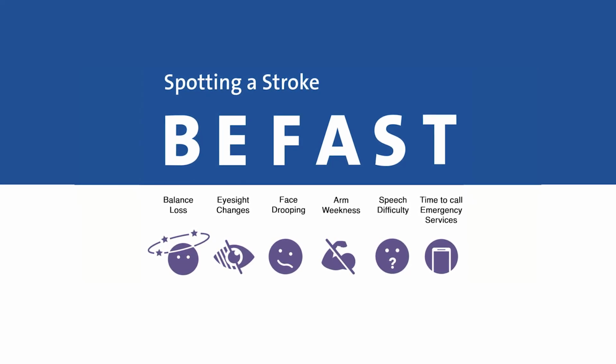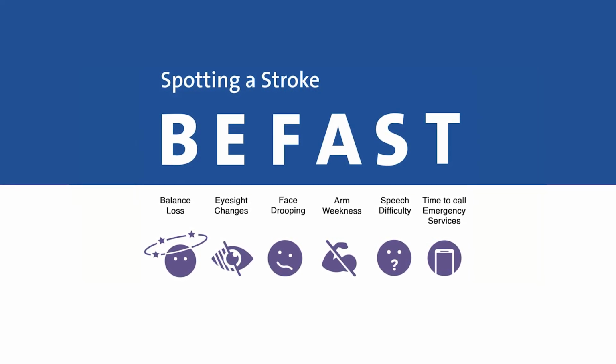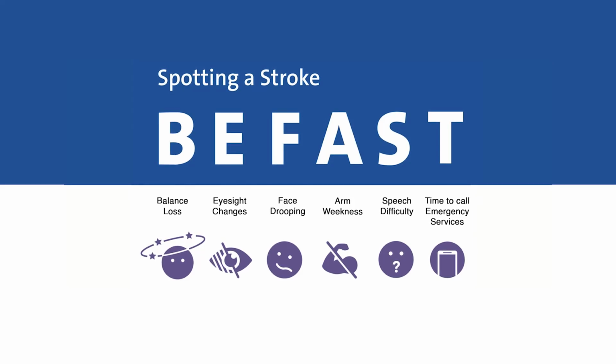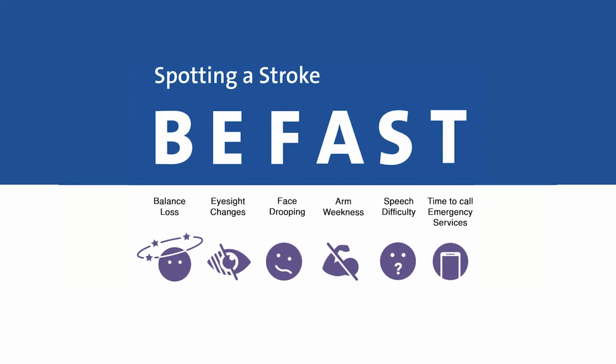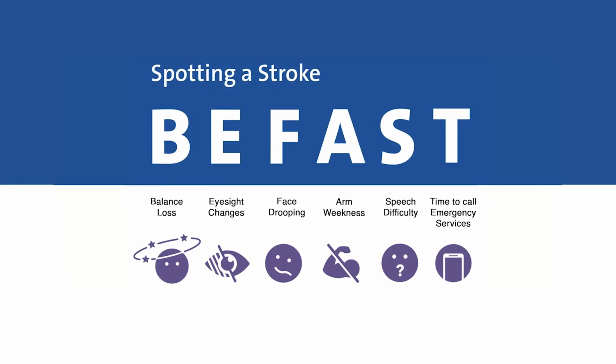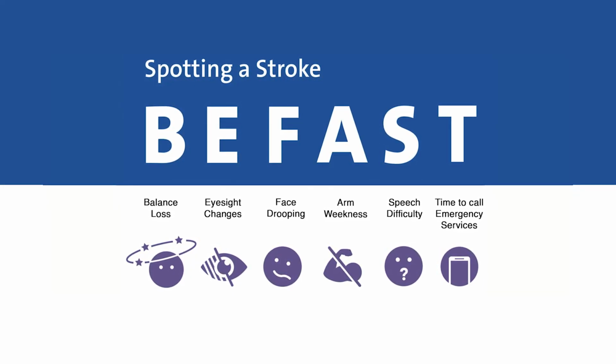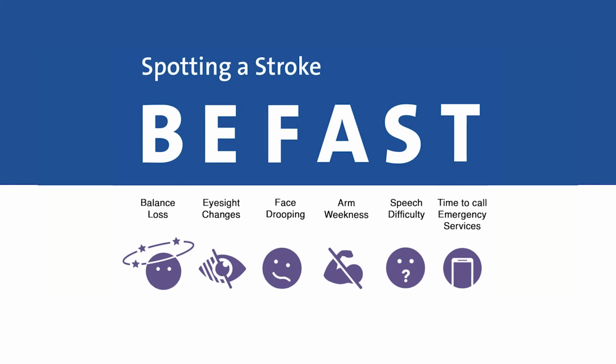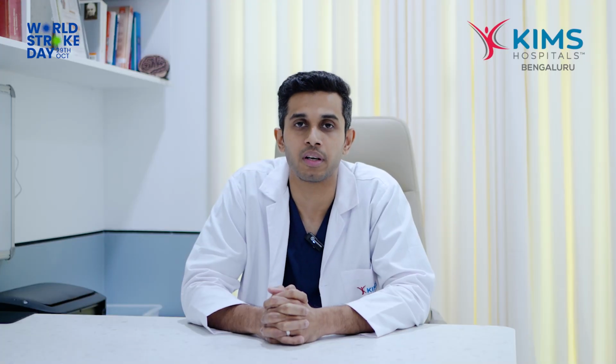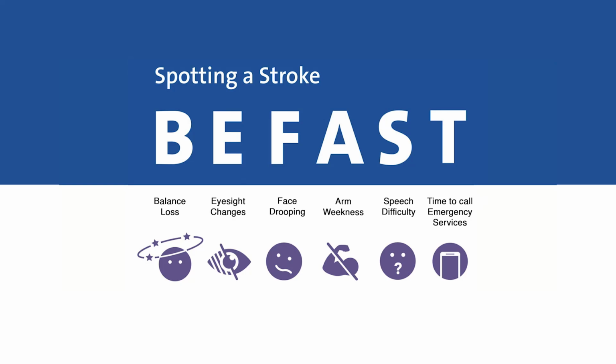B stands for loss of balance. Letter E stands for loss of vision. F stands for facial drooping or deviation of angle of mouth. A stands for arm weakness. S stands for slurring of speech. And T, the most important of all the 6 letters I've mentioned, is the time.